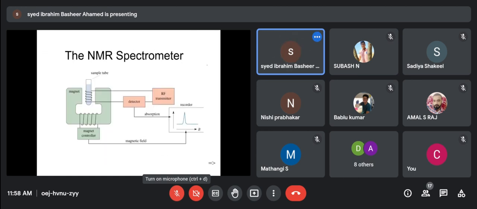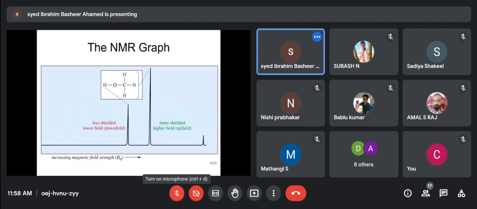Okay. So this is a schematic diagram of NMR spectroscopy. Okay. So you have a complete magnet. Okay. And you have a sample holder, and you have a magnet controller. Okay. So the sample is hooked with a detector, and so whenever you have a signal, it will be recorded on a screen. Okay. So here we see the NMR graph now.